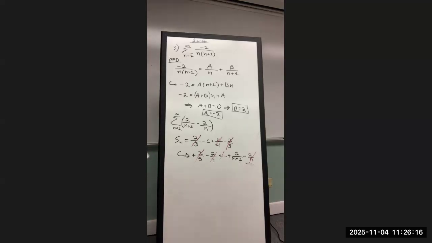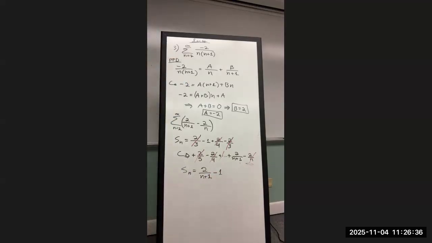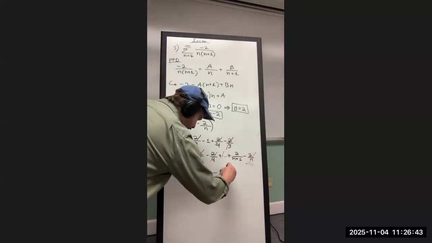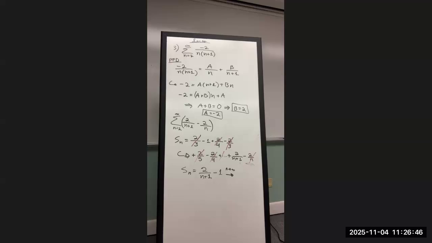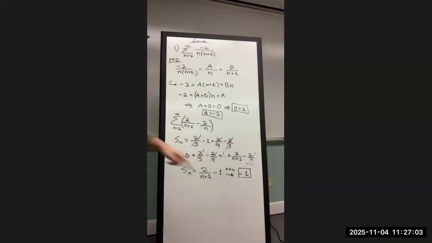So the only terms that are left are the minus 1 and the 2 over n plus 1. So I'll write it like this, 2 over n plus 1 minus 1. And then we're taking the limit as n goes to infinity of that guy. And the leading term there will go away, right? It will converge to 0. So all that's left is -1. Yep. So our series converges to -1.